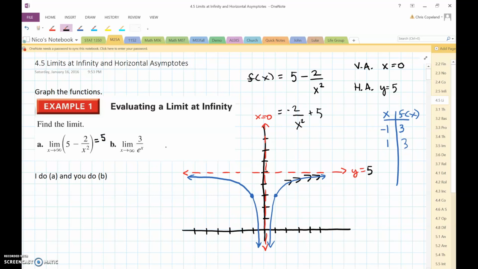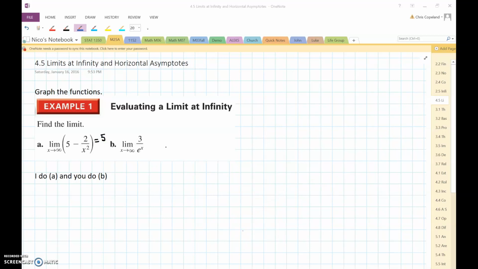Let's look at part B. For this limit, I think it would be difficult to graph 3 over e to the x. So instead, I'm going to write this limit as the limit of 3 as x approaches infinity, divided by the limit of e to the x as x approaches infinity. Hopefully you can see how those are equivalent to each other. And then let's just graph each of these functions.